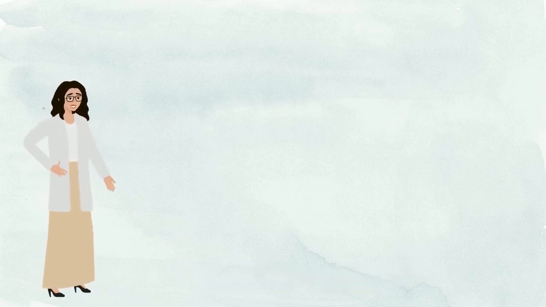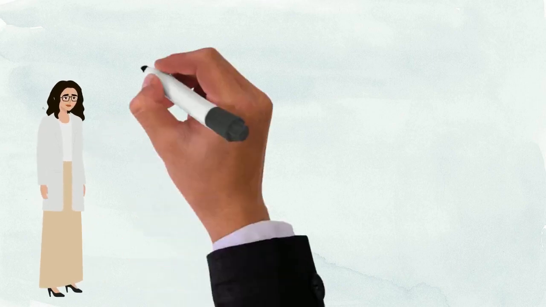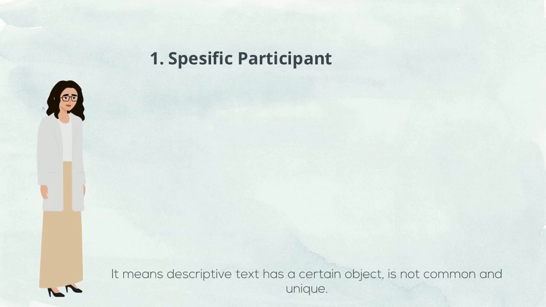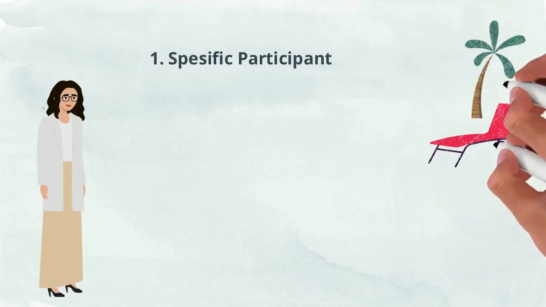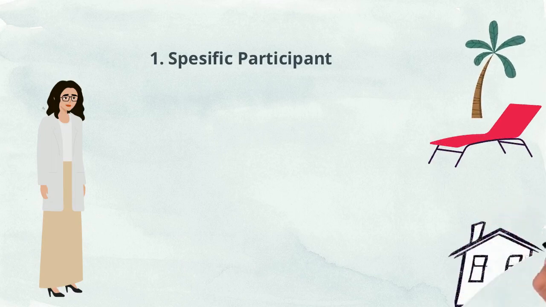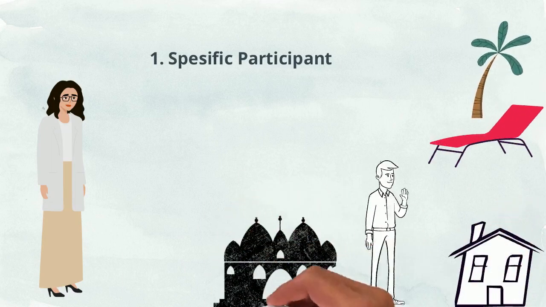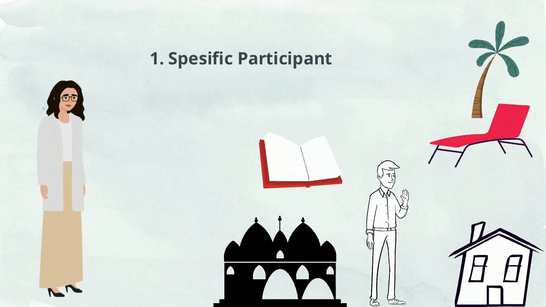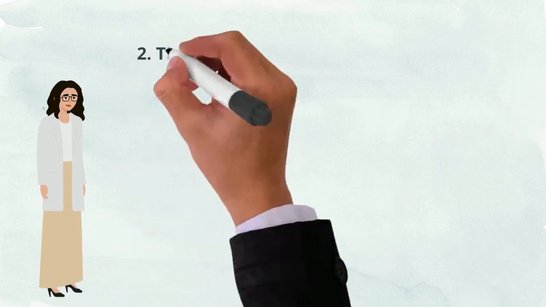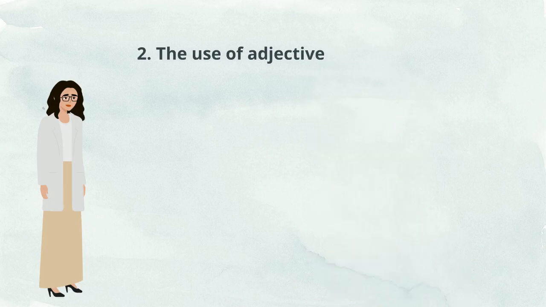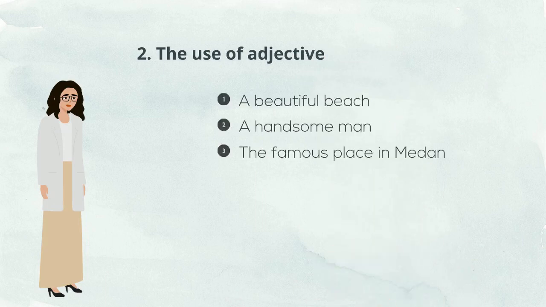The first is that descriptive text uses a specific participant. It means descriptive text has a certain object that is not common and is unique. For example, Bandengan Beach, my house, Borobudur Temple, Uncle Jim, or my diary book. The second is the use of adjectives to clarify the noun. For example, a beautiful beach, a handsome man, the famous place in Medan, and etc.